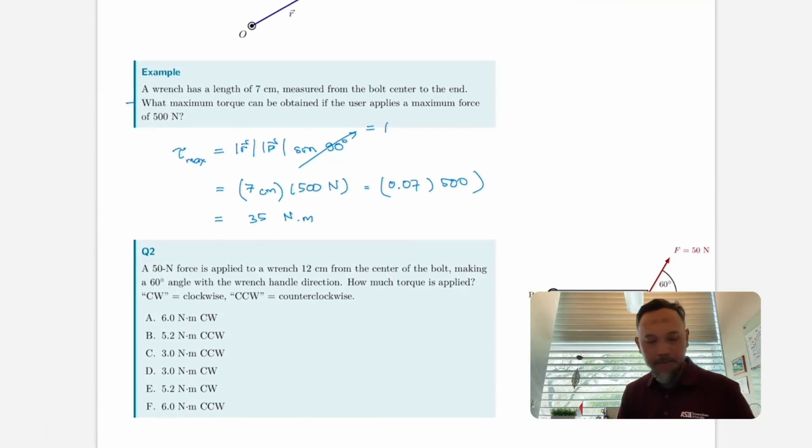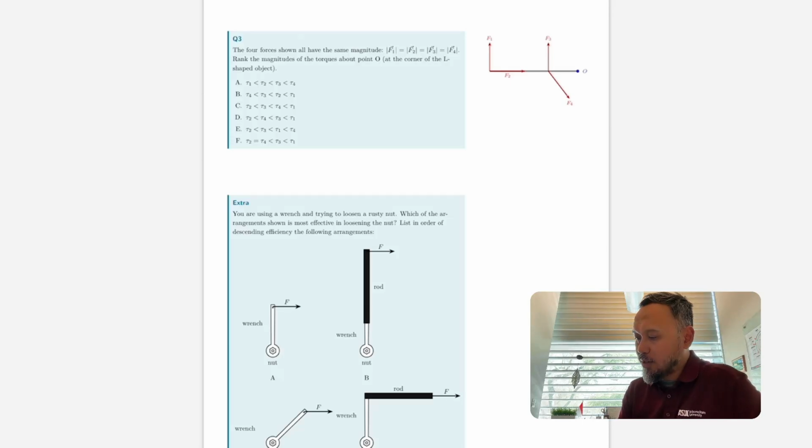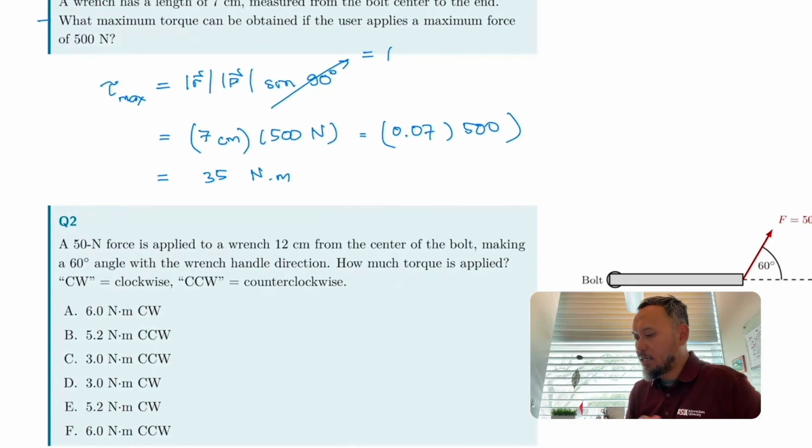And next we still have three sample problems, but I may assign Q2 as well. We can do Q2 right now. So Q2, and then we can start the next class with Q3 and maybe this extra problem. But now let's do Q2.